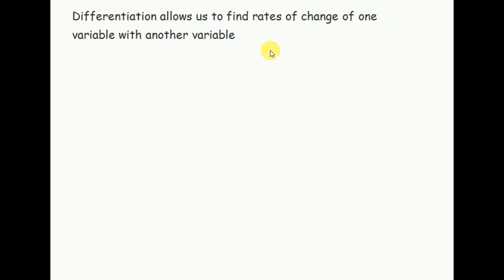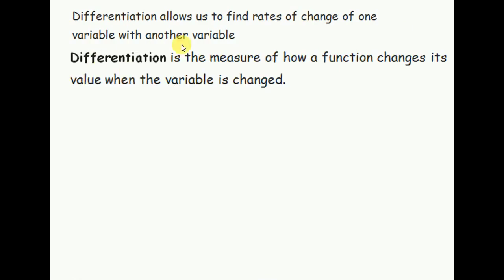Differentiation helps us to understand the rate of change of one thing with another thing, like how the speed is changing with time, how the population of the earth is changing with time. This is the actual definition of differentiation. Differentiation is the measure of how a function changes its value when its variable is changed. So suppose this is a function. Function means something whose value depends on another variable. Here you can see f is a function of x, meaning if you change the value of x, the value of f will also change.